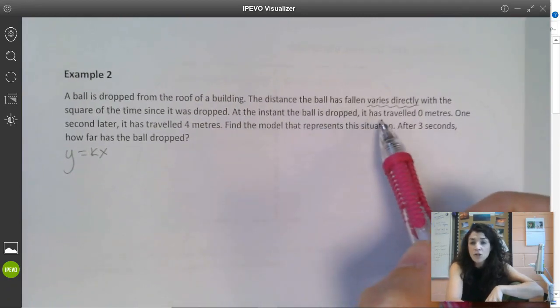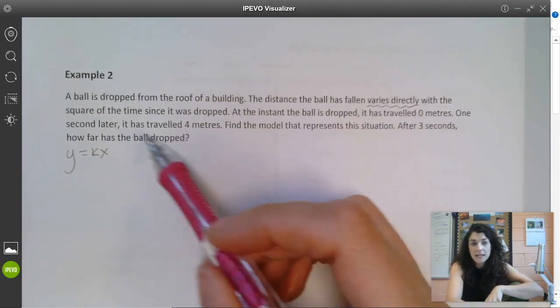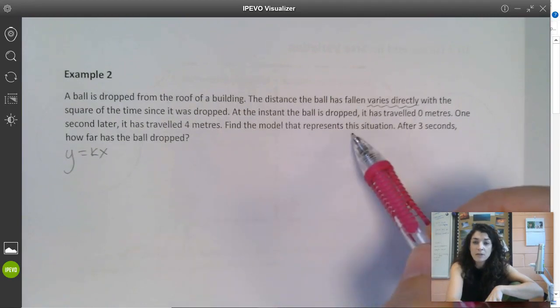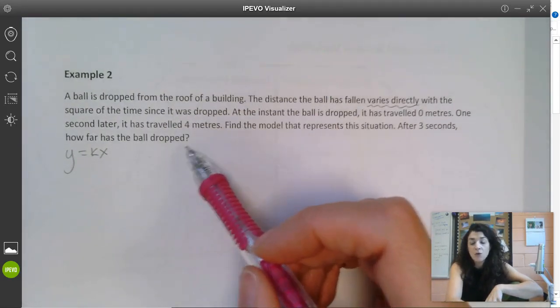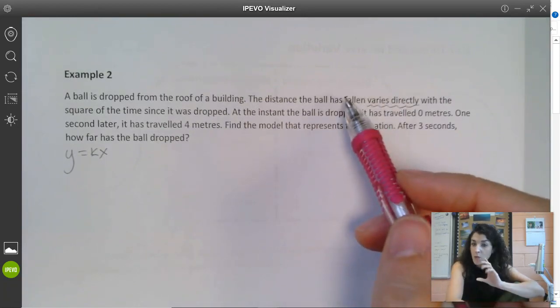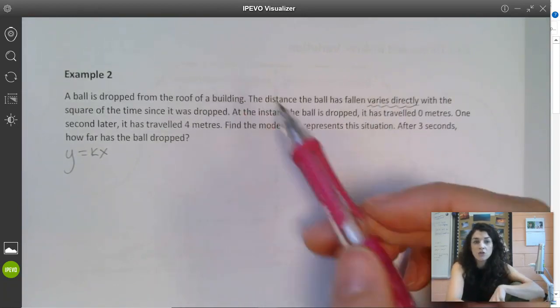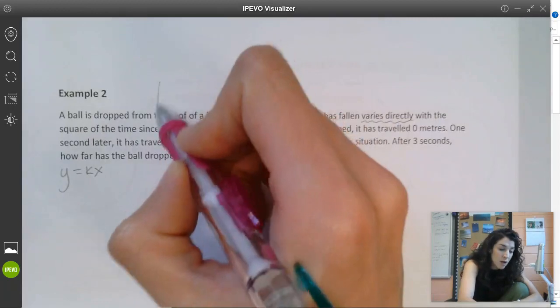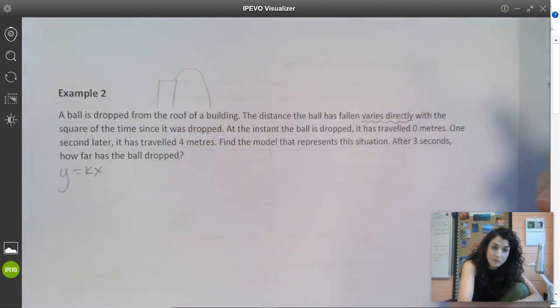At the instant the ball is dropped, it's traveled 0 meters. 1 second later, it's traveled 4 meters. Find the model that represents the situation. After 3 seconds, how far has the ball dropped? A lot of information. So let's deal with it one sentence at a time. A ball is dropped from the roof of a building. Maybe draw a picture or something.